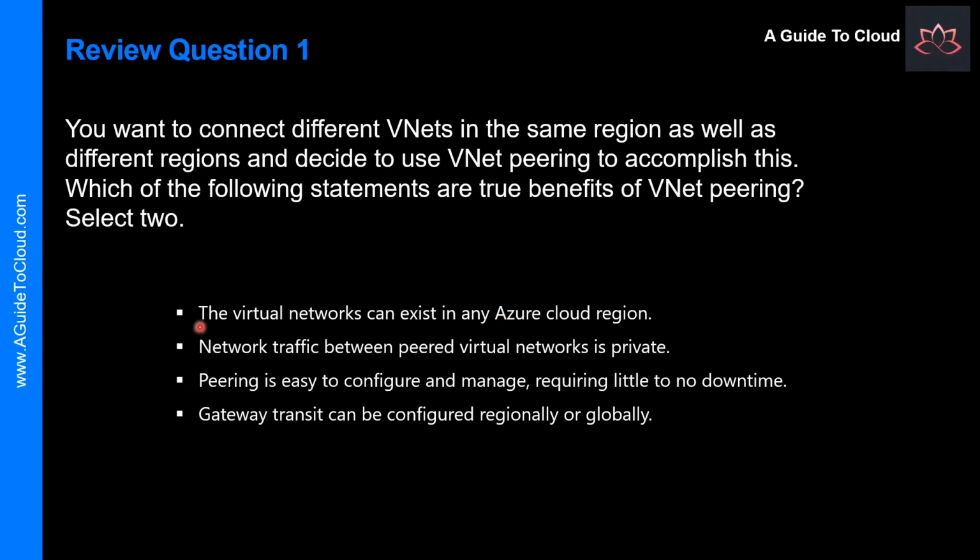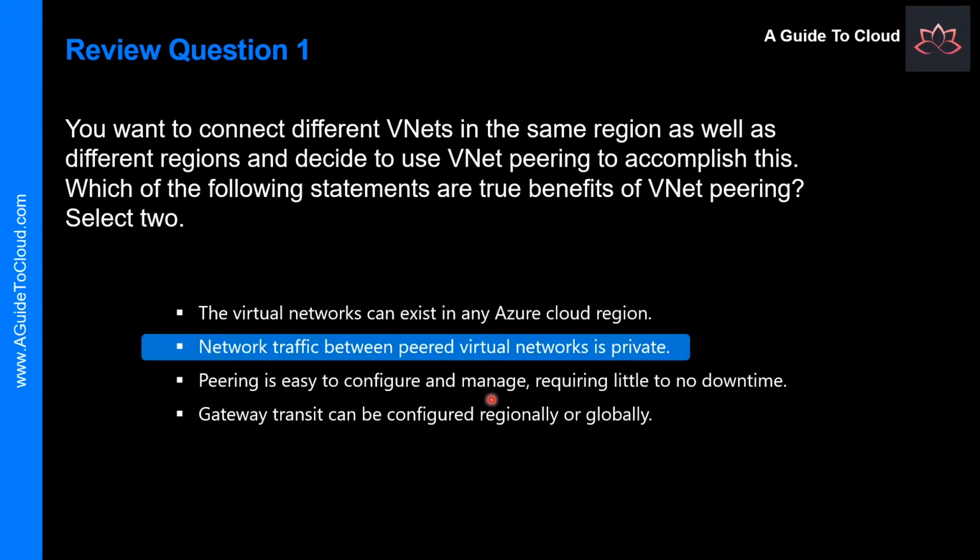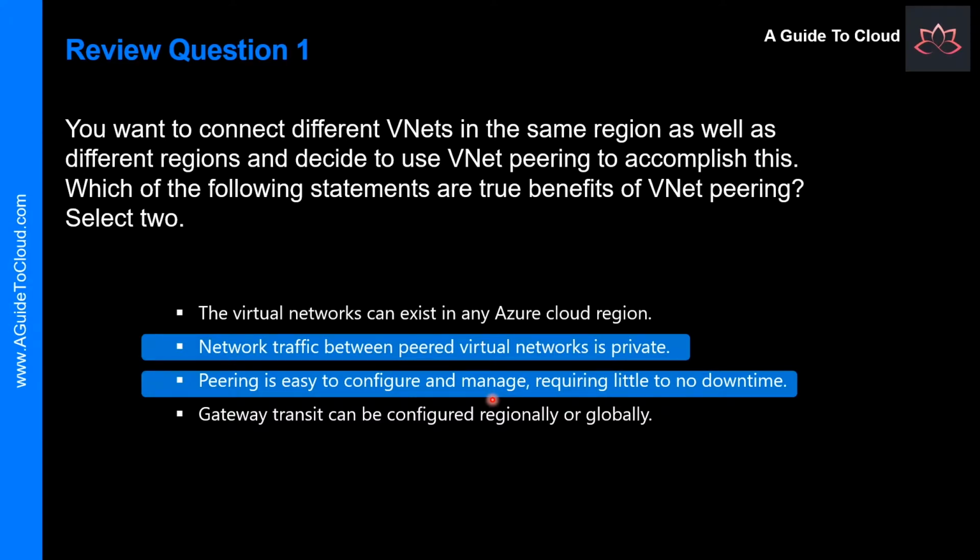The first statement is the virtual network can exist in any Azure cloud region. That is not true. The virtual network cannot exist in any cloud region. The second statement is the network traffic between peered virtual network is private. Absolutely true. Peering is easy to configure and manage and requiring little to no downtime. Absolutely correct as well. It's super easy to configure the VNet peering. And the last statement is gateway transit can be configured regionally or globally.